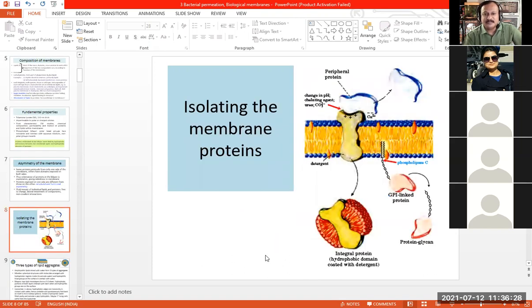Yeah, then this is an important slide which tells you about how the membrane proteins are isolated. I'm not going to describe the procedure of isolating the membrane; you will get that from any kind of a journal or any book, or a practical manual. But here what I'm trying to tell you is only one important thing, and that is there are different types of proteins in the membrane.